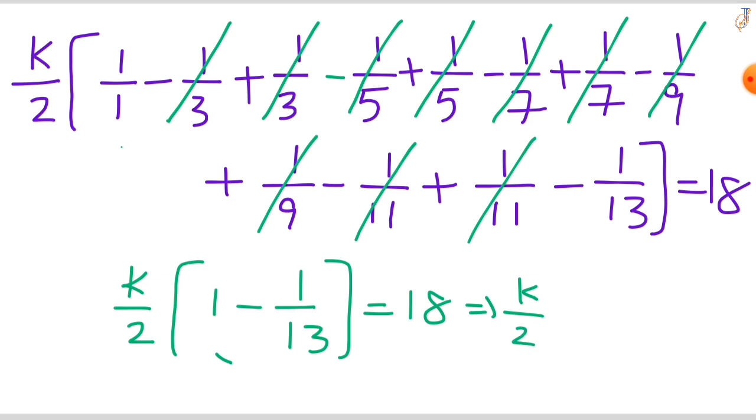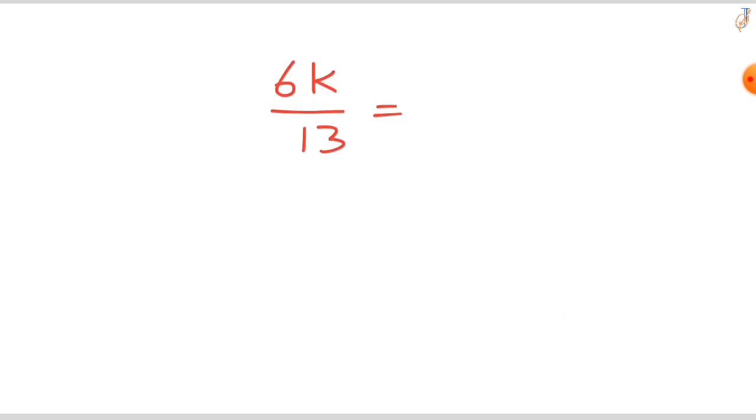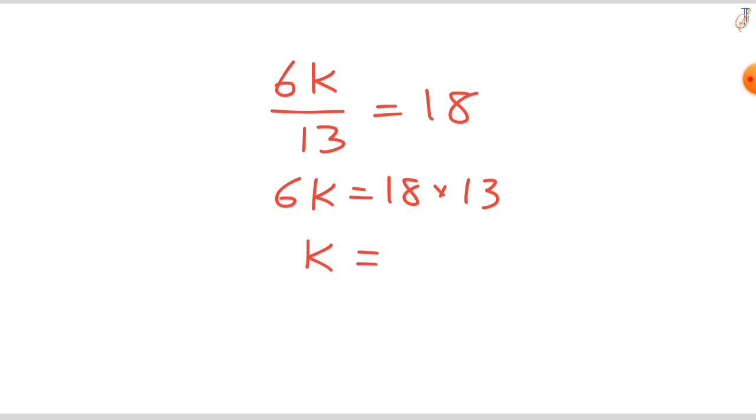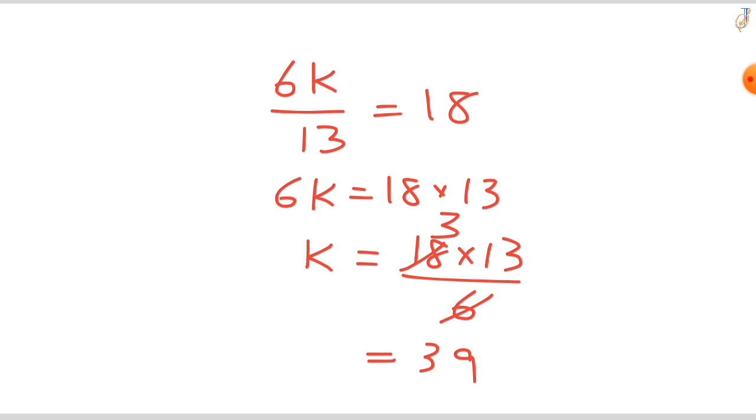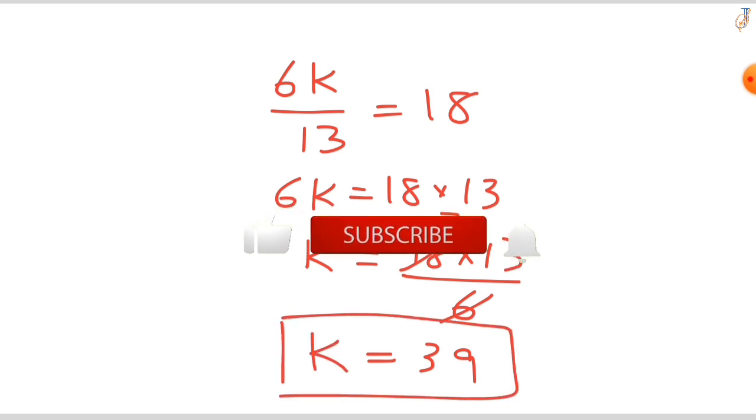K over 2, after taking the LCM, you will get 13 minus 1, which gives 12 over 13, that is equal to 18. So the 2 cancels, and you get 6k over 13 equal to 18. K equals 18 times 13 over 6. So 6 times 3 is 18, that is times 13, the value is 39. So the k value is 39 here.